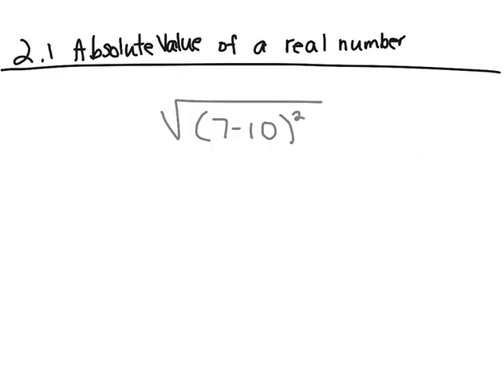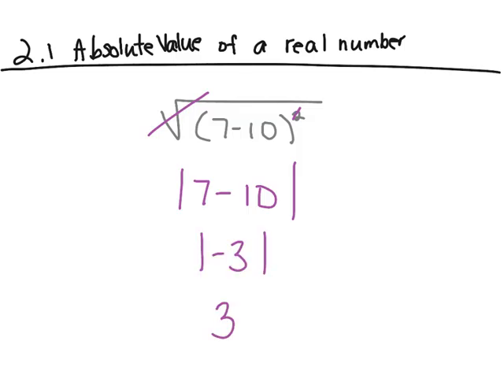The principal square root is the positive square root. So if we want to find the principal square root, we know that when we take the square root of something that is squared, they cancel. So we're left with 7 minus 10, and we want the absolute value of that. So 7 minus 10 is negative 3, so our answer is positive 3.